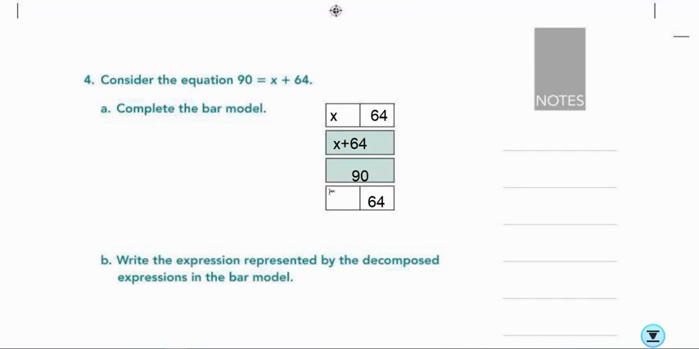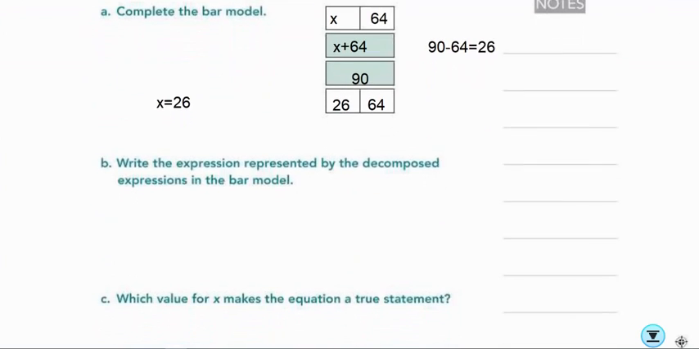But then I have to figure out what this x is going to be. And I can do that by subtracting, because I have this 90 and part of the 90 is 64. So I do 90 minus 64. That's going to be equal to 90 minus 60, which is 30, and then 30 minus 4 is 26. So over here, I've got 26.